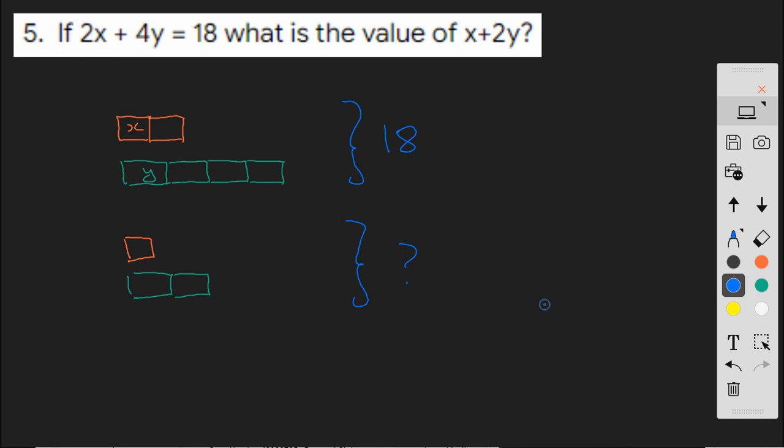And what I hope you can see once we see this as a picture is that what we're being asked for here is half of what we've got there. So instead of 2x's, I've got 1x, half of 2 is 1, and instead of 4y's, I've got 2. So what these must add up to is half of 18, which is 9.